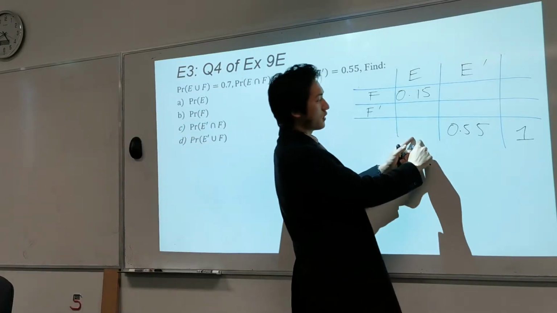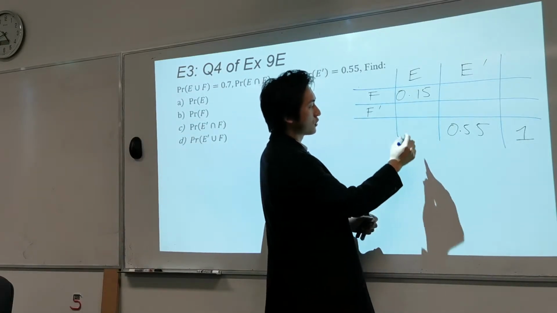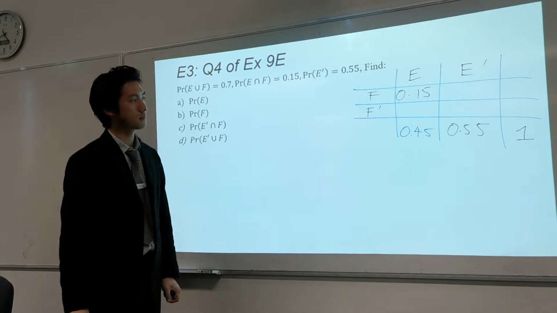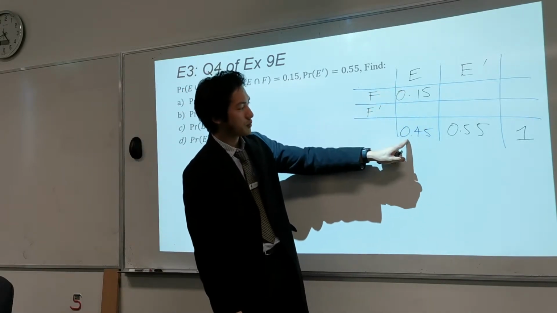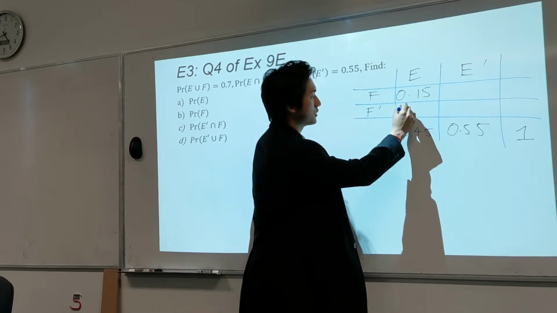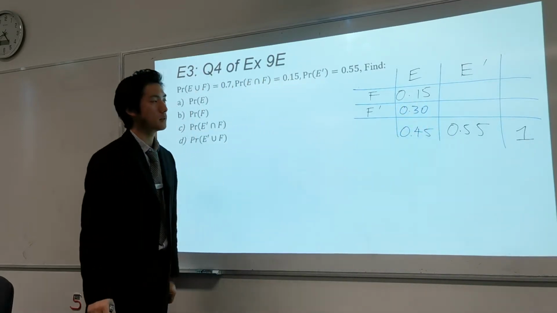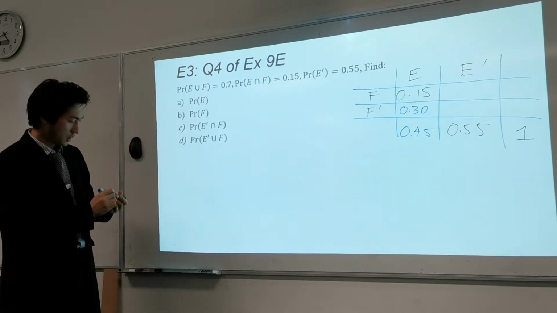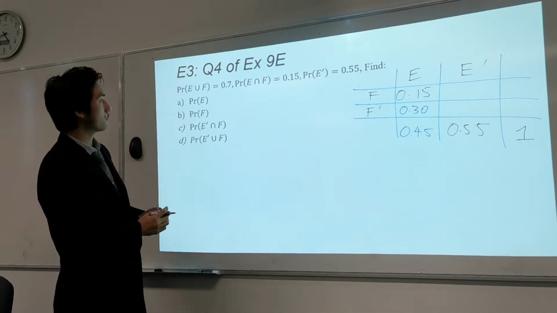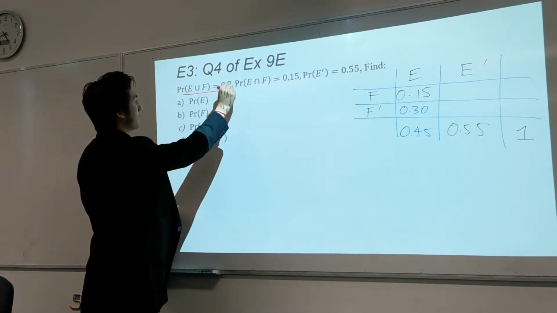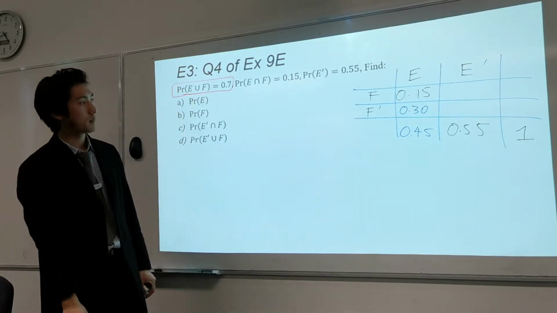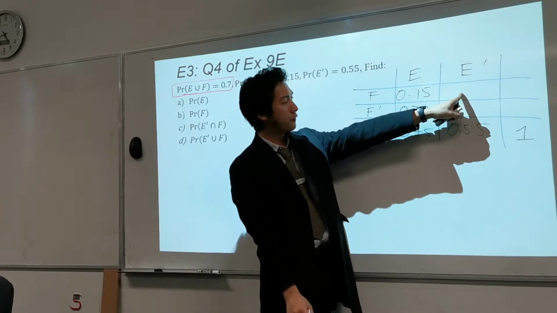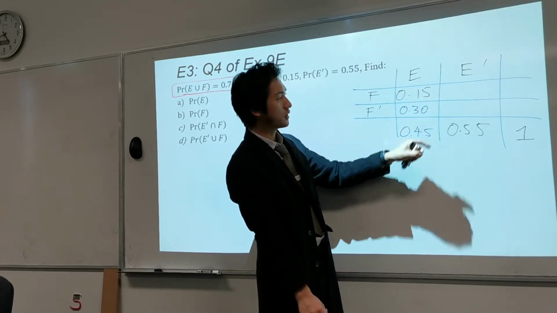I know that this row should add up to 1. So in this box, we should have 0.45. This column should add up to the total, 0.15 plus 0.30. Then I need to use some information that's given in the question. The information given in the question is the fact that the union of E and F is 0.7. In other words, the union is E and F, F only, and E only, and we can calculate that.